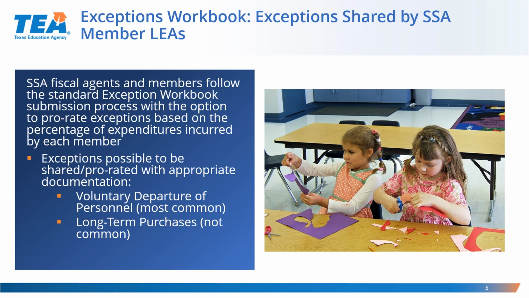SSA fiscal agents and members follow the standard exception workbook submission process with the option to prorate exceptions based on the percentage of expenditures incurred by each member. The exceptions possible to be shared and/or prorated with appropriate documentation are the following. Voluntary departure of personnel. This is the most common exception used to be shared and/or prorated. And long-term purchases. This exception is not commonly used.